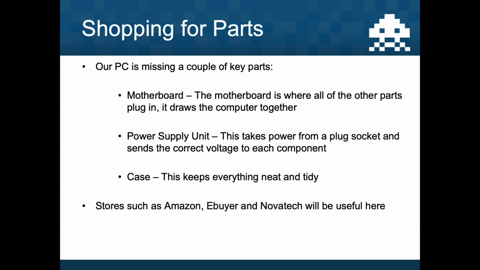Now we've got most of the components for our PC. There are, however, a couple missing that aren't a part of our Archie character. The motherboard is where all of the bits of Archie plug in. You can imagine that as kind of Archie's spine. It's the thing where all of his arms and legs connect into. In a minute, we're going to need to go online and find ourselves a motherboard.